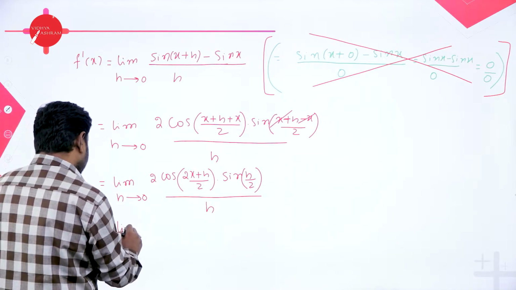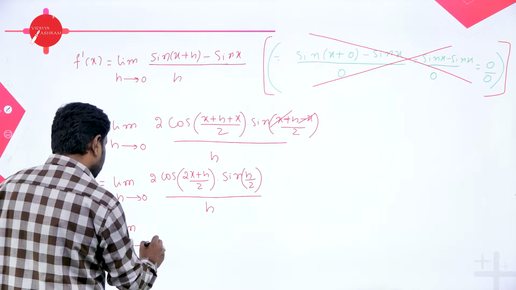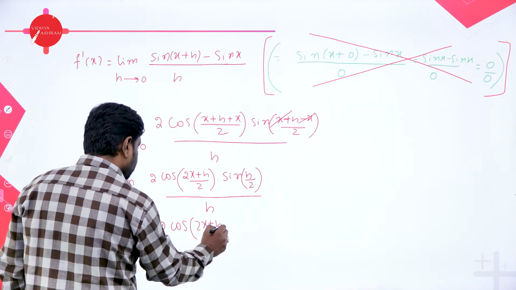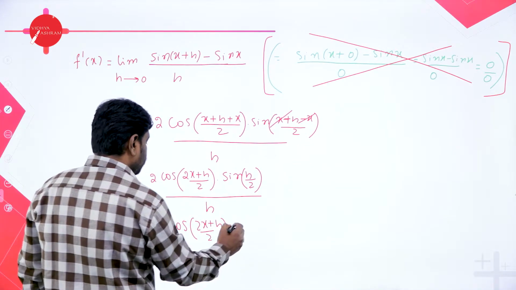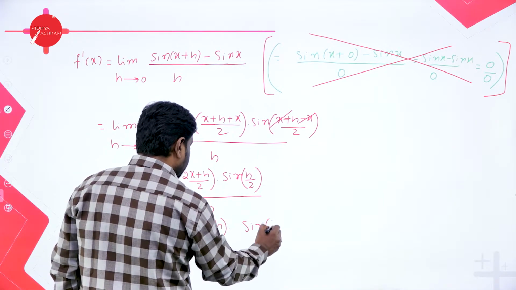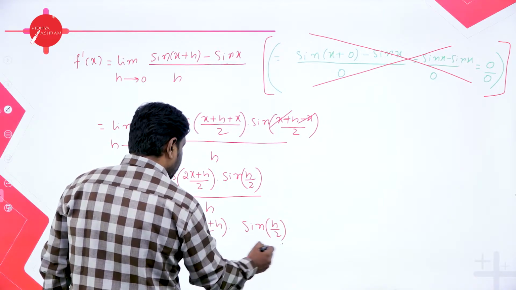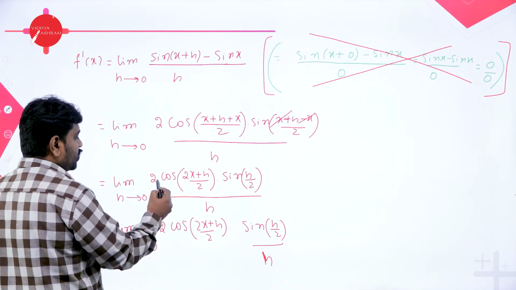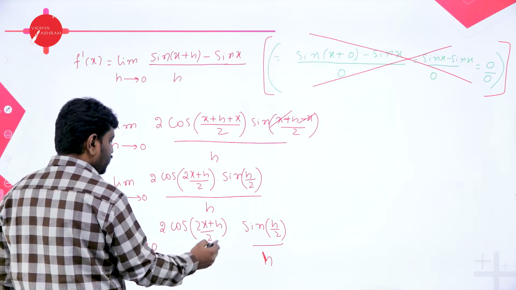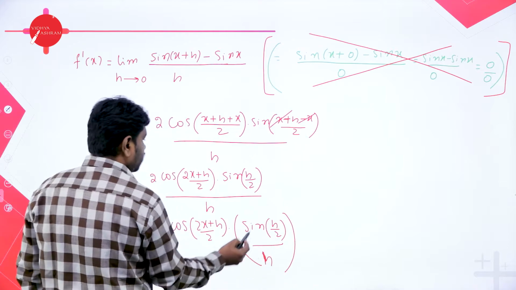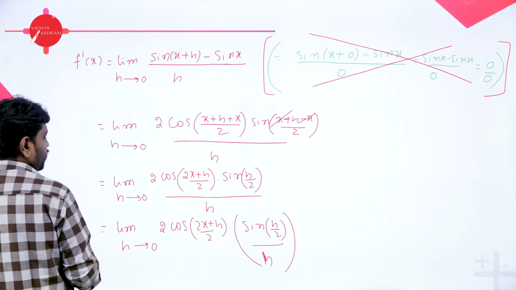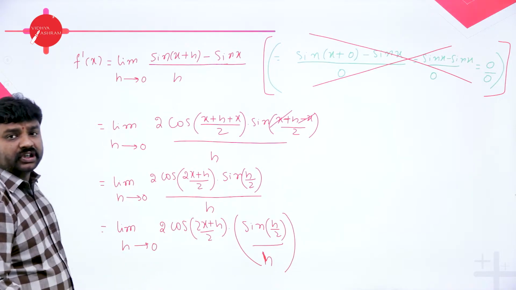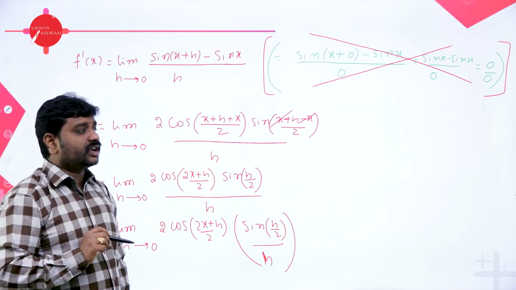So further you can split it into two functions. Limit h tends to 0, 2 cos (2x plus h) by 2 into sin h by 2, divided by h. I am splitting it into two functions, so if you multiply, you will get the same. 2 cos (2x plus h) by 2 is separate, and sin (h by 2) by h is separate. Now if you have a product of two functions, I told you, you can apply the limit for each function.